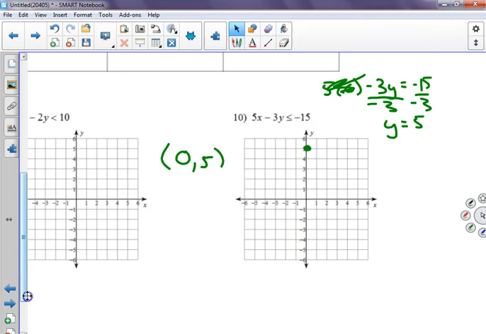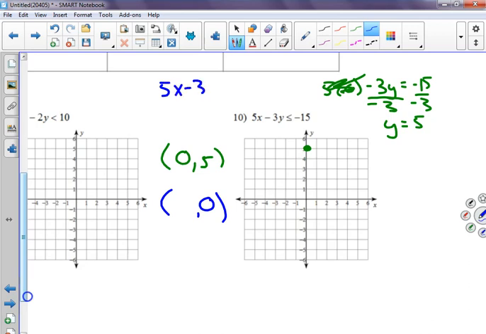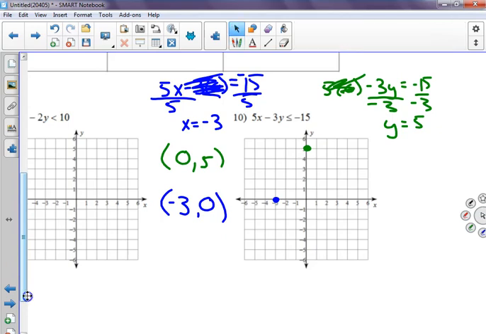Perfect. Next one, I will put 0 in for y, find x. That is 5x minus 3 times 0 equals 15. That goes away. Divide by 5. It's negative 15. Divide by 5, and I get x equals negative 3. So there's my 2 points. Here's my line.